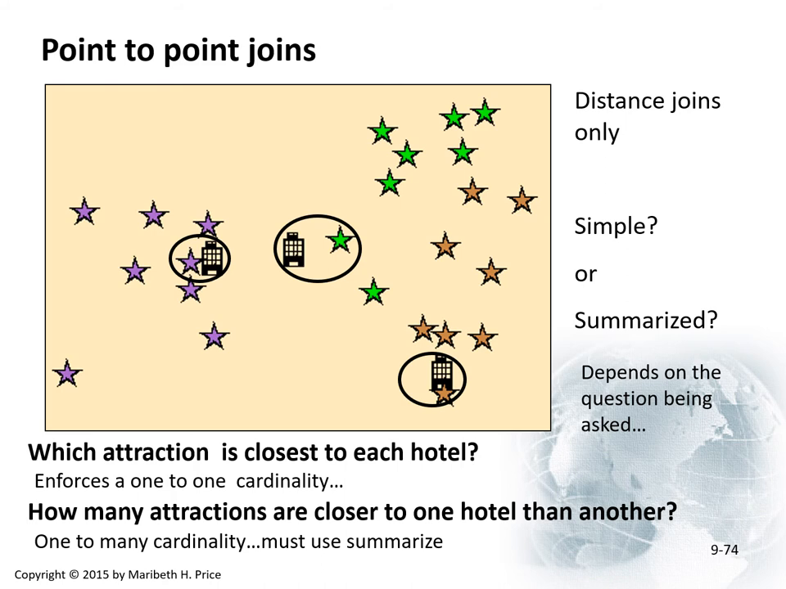which hotel is the closest for each attraction, then you could end up with multiple attractions per one hotel like you see here. And so all the green are closest to one, all the brown are closest to one, all the purple are closest to one. If you want to join that data up, you have to decide. Do I want to join just the one to it, or do I want to join the hotel to each of the stars? If I'm joining each of the stars data to the hotel, then I have to summarize it.